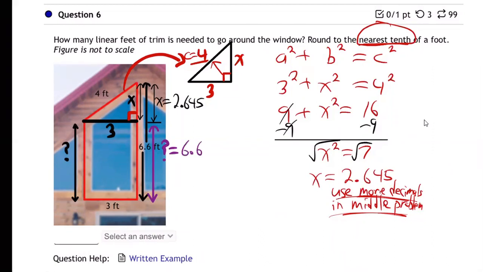It's going to be 6.6 minus the 2.645. Right? Because the 6.6 is the whole distance. And now I know the top part is 2.645. I found it by doing the Pythagorean theorem, a squared plus b squared is c squared. So I was able to find the top part. And now I can find the bottom part by subtraction.